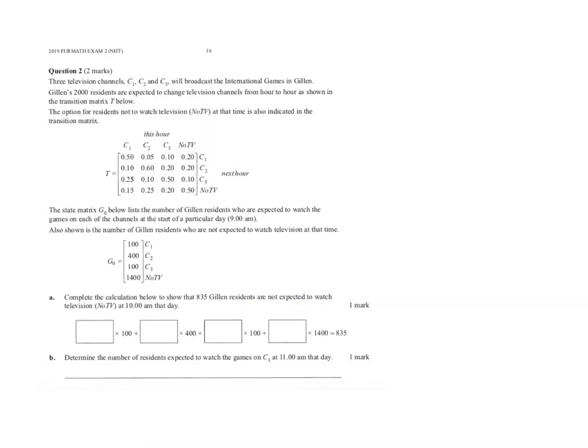Okay, so with this question, we've got 3 television channels. They're looking at 2,000 residents, and they have options to not watch TV or to change to the channels. So here is the state matrix showing who is going to watch the games on each channel on a particular day at 9 a.m., and this is changing from hour to hour. So this is this hour, next hour.